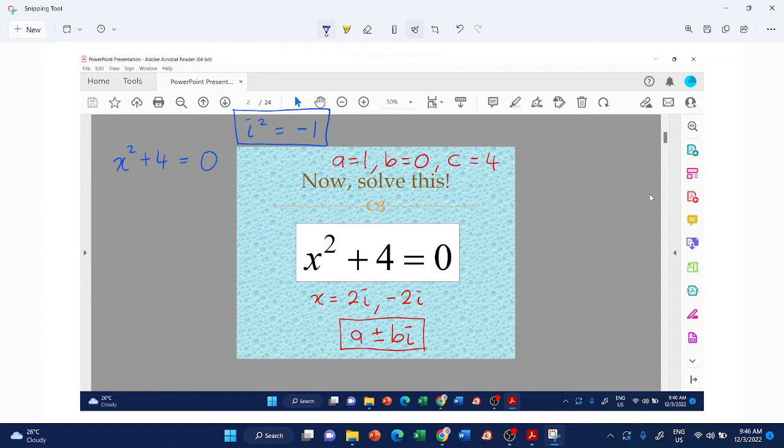So x squared plus 4 equal to 0. We can have something like this: x squared equal to negative 4. Right? Okay, so there is a negative here. Basically we cannot do factorization because the right hand side contains a negative number. So we are not able to find out the solution.